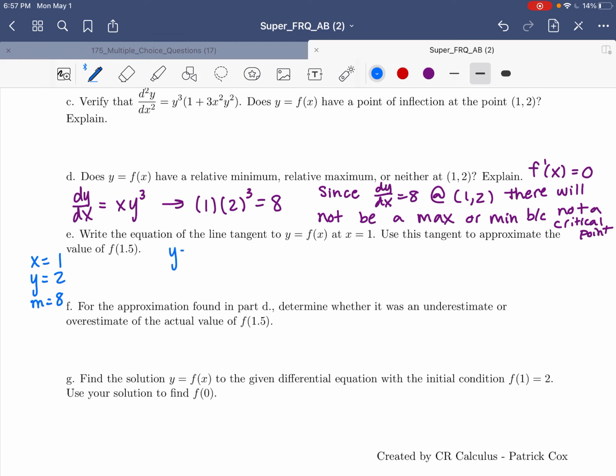So my tangent line is going to be y minus 2 equals 8 times x minus 1. So to approximate it, I'll just replace x with 1.5. So y minus 2 equals 8 times 0.5. y minus 2 equals 4. So y is going to equal 6. This tells me that f of 1.5 is approximately 6.